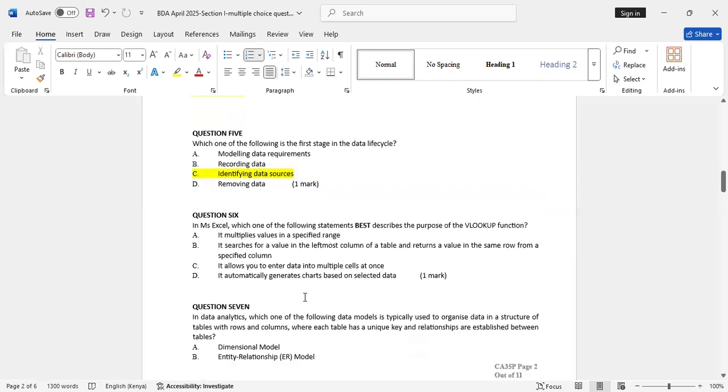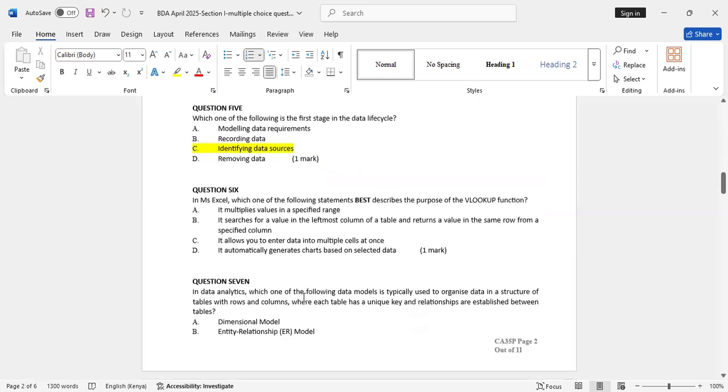So we go to question 6. In MS Excel, which one of the following statements best describes the purpose of the VLOOKUP function? So VLOOKUP function, yeah, I told you that V always represents vertical, and vertical in Excel is the row.